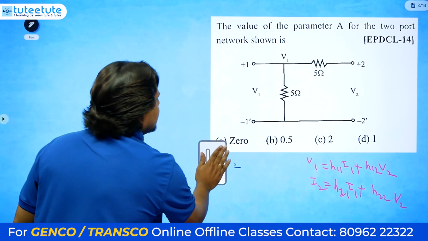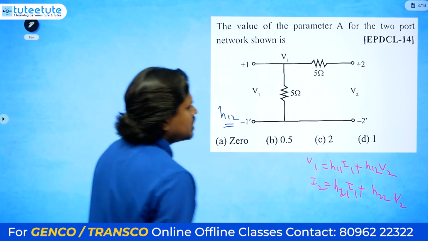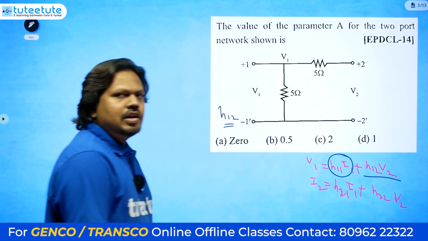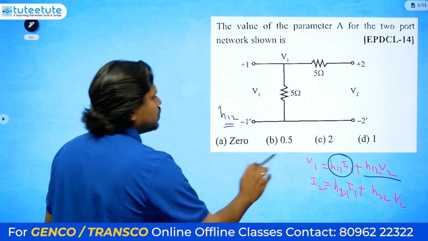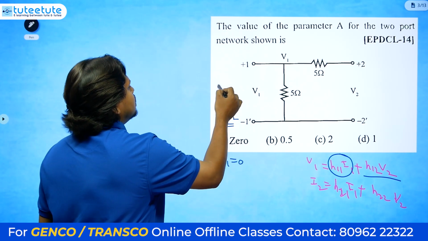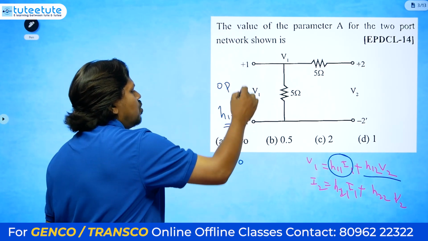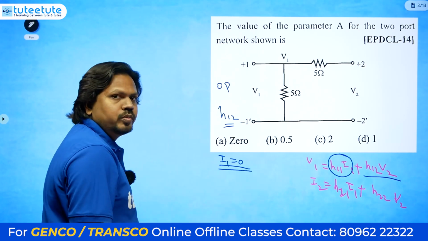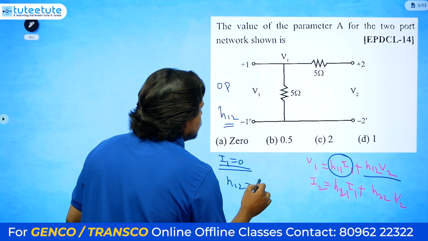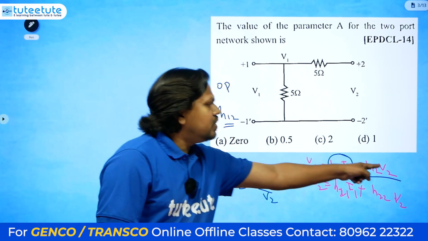Now they are asking for the h12 value. Where is h12? Here h12 is there. So what you have to do? I1 value we have to make 0. To get the h12 value, if you make I1 equals 0, that means this I1 side, the input side, we need to open circuit. If you make I1 equals 0, then h12 equals V1 by V2 you will get.